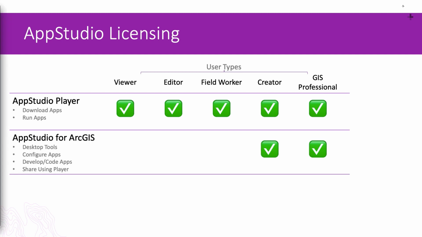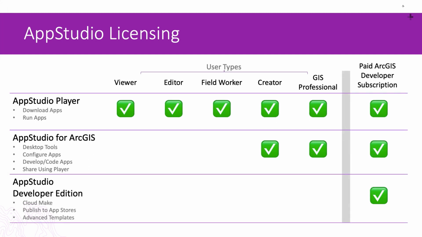The AppStudio for ArcGIS license gives you access to the AppStudio desktop tools. With this, you can configure apps from templates, write code and develop new apps, and upload apps to your organization and share them with others via the AppStudio Player. AppStudio for ArcGIS is available to all Creator and GIS user types in an organization. This means that if you can create new content in your ArcGIS org, such as web maps and web apps, then you can also create and share custom native apps.